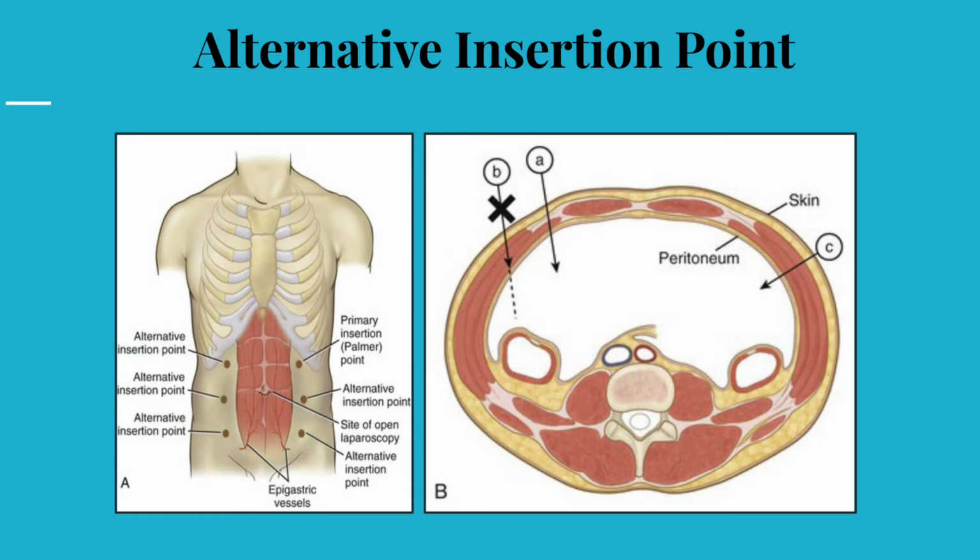On this slide, the picture on the left depicts the alternative insertion location for the Veress needle, optical trocar, and blunt trocar with the approximate location of the epigastric vessels shown. The picture on the right, with A demonstrating the transverse Palmer point, with C demonstrating the correct angle of Veress needle insertion, with B demonstrating the inappropriate angle of insertion.